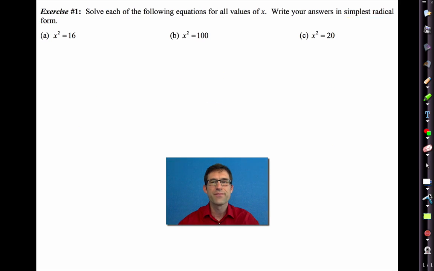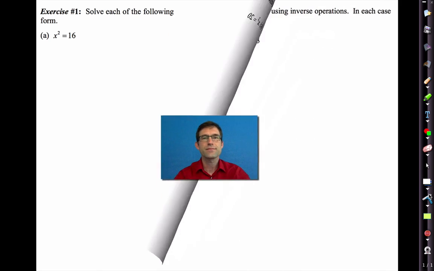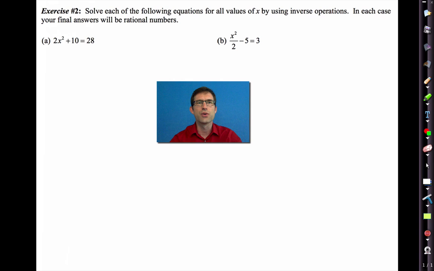Okay, here it goes. All right, let's move on to the next problem. Okay, exercise 2. Solve each of the following equations for all values of x, by using inverse operations. In each case, your final answers will be rational numbers. Rational. Now, remember what that means. No irrational numbers, so no square roots of non-perfect squares.